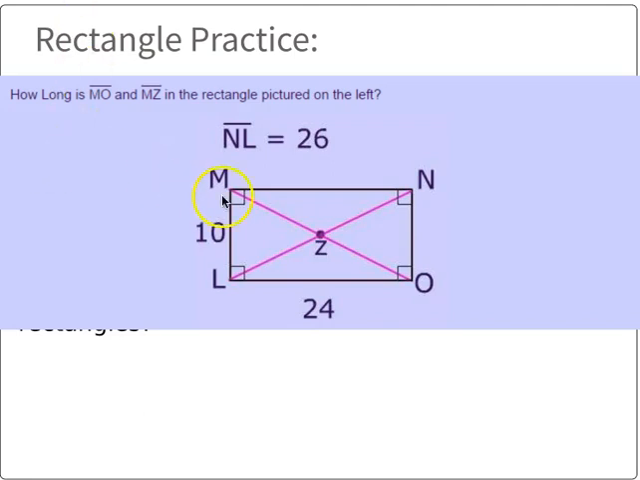And we're given some information. We're given some side lengths. We know that from M to L is 10, and we know from L to O is 24. And we know that NL, the length of our diagonal there, is 26. So the length from N to L, that's our diagonal, is 26. And we want to find the length of MO, the length of our other diagonal, and MZ, so half of our diagonal.